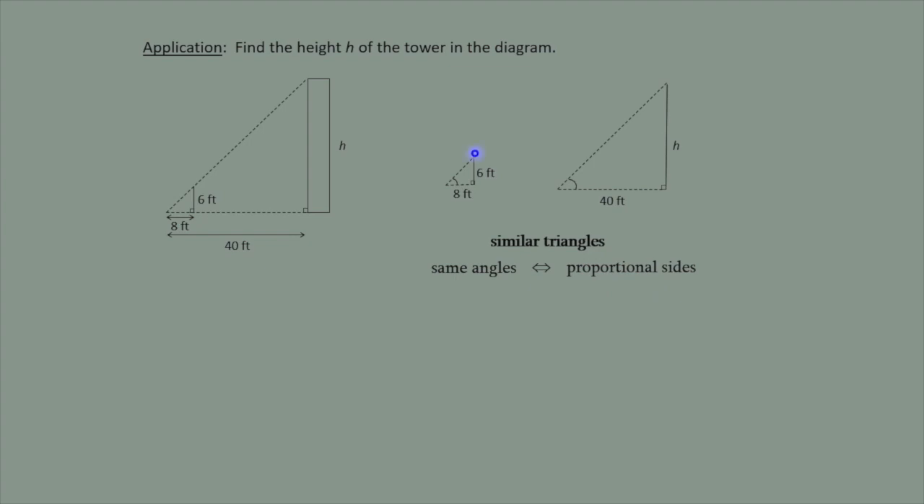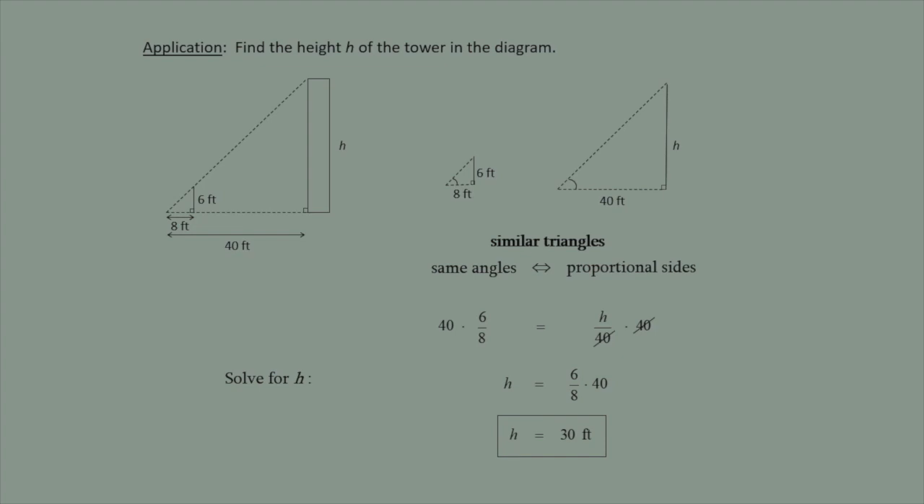That means that the ratio of 6 to 8 in the smaller triangle has to equal the ratio of h to 40 in the larger triangle. This is a proportion, and now we're going to solve for h. We just need to multiply both sides by 40 to cancel this denominator. That leaves us with h equals 6/8 times 40. This simplifies to 30, and our units are feet, so the height of the tower is 30 feet.